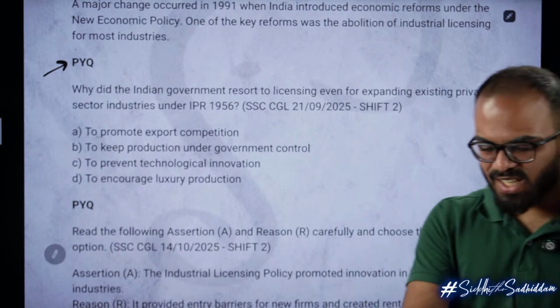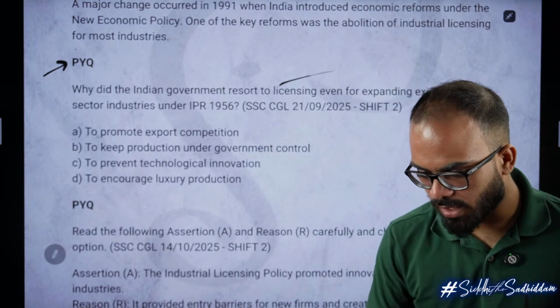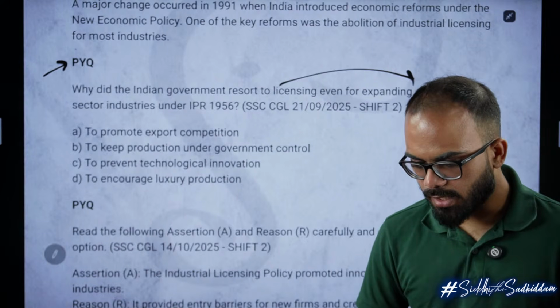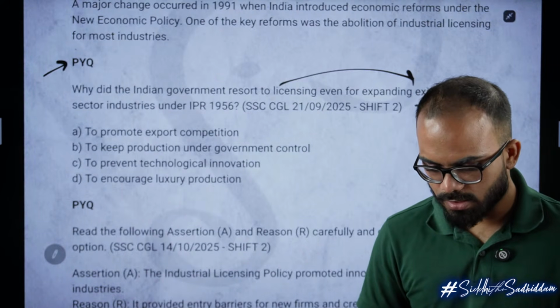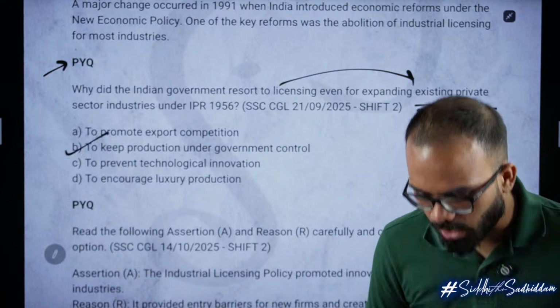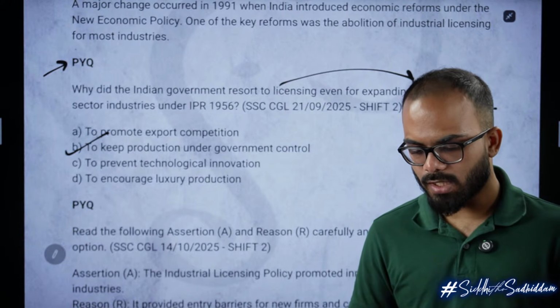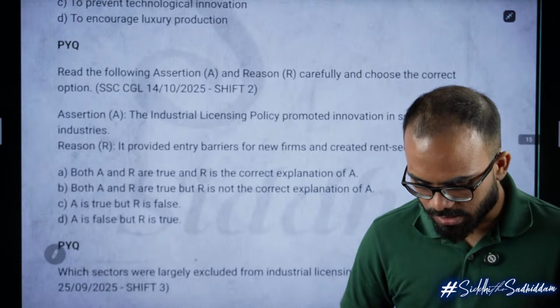Right. So why did the Indian government resort to licensing even for expanding existing private sector industries? Because to keep production under government control. Yes. Very good. Please read the next question.